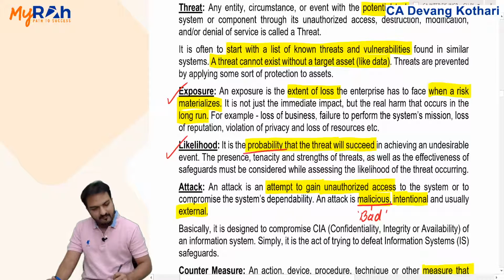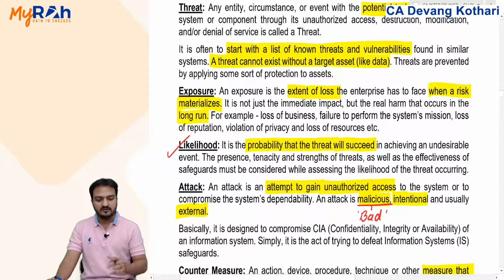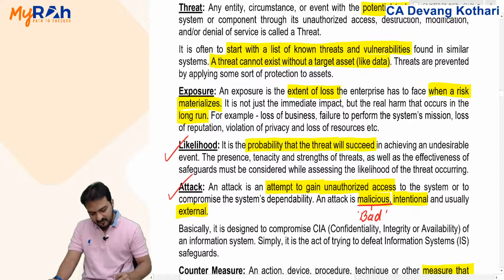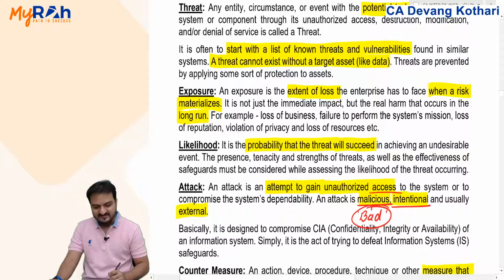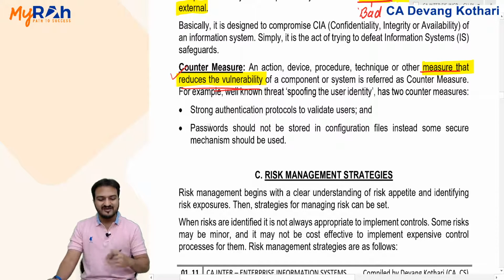Likelihood is the probability that the threat will succeed, the chances that the threat will succeed, that is, what are the chances that the risk will actually materialize. That is called likelihood, in other words probability. An attack is an attempt to gain unauthorized access. It will be malicious, meaning bad, intentional and external, and is called an attack. And countermeasures are the measures that you take to reduce the vulnerability, measures that you take to decrease the risk, that will be called countermeasures.